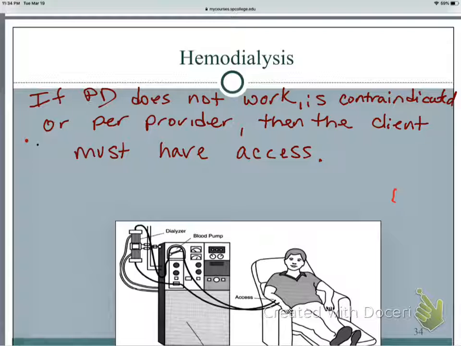So if peritoneal dialysis doesn't work, or is contraindicated, then especially in an emergency, we may need to opt for hemodialysis. To do hemodialysis, we must have an access.